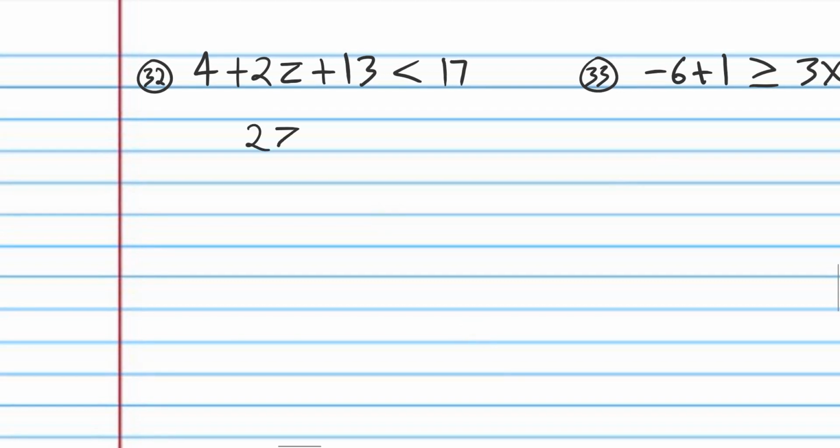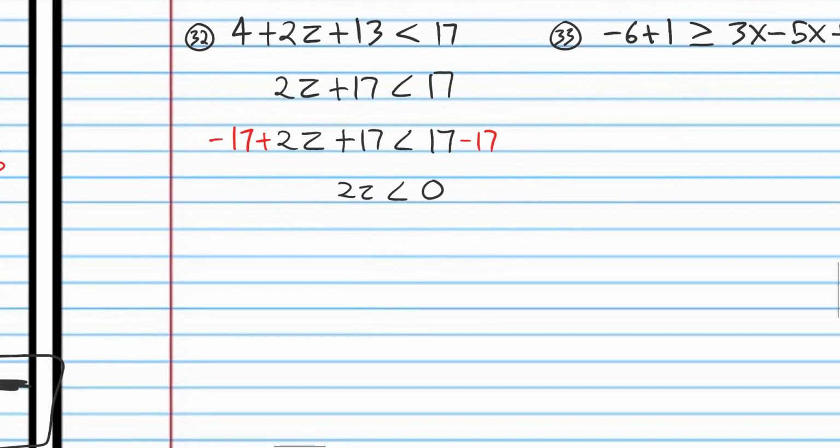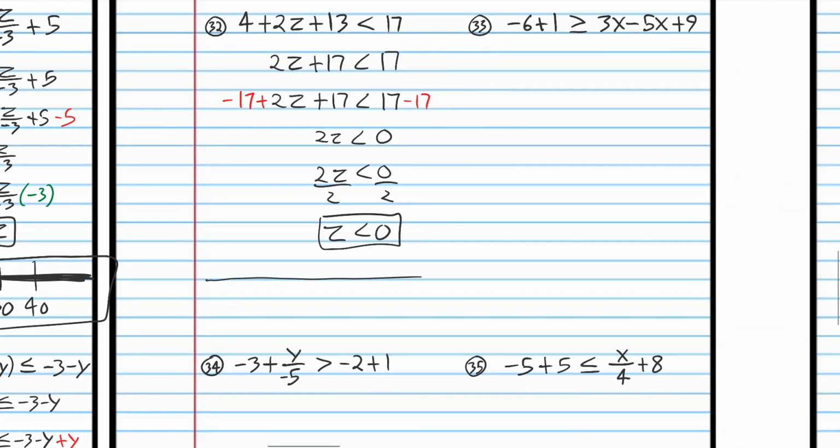All right, we're back. And this is a problem where you don't have to flip the inequality sign because we're not dividing by a negative, we're just dividing by +2. So if you got z is less than 0, good job. Now let's plot that.